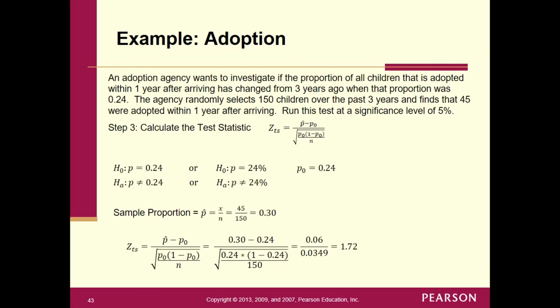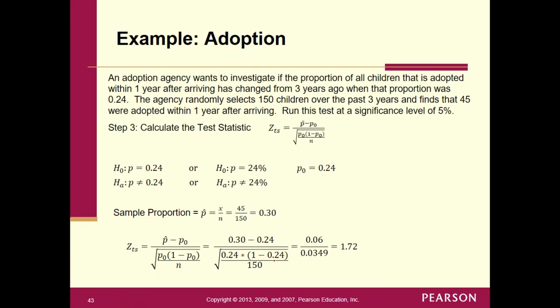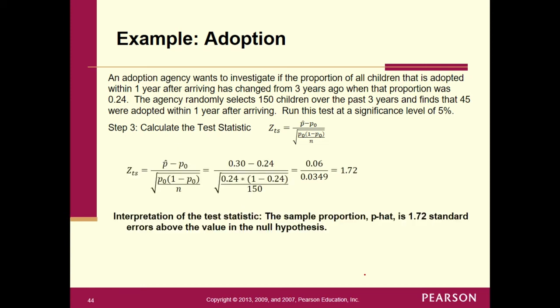Remember, we're using p sub 0 down here, not p hat. So when I say down here, I mean in the standard error underneath the square root. Remember, it's p sub 0, not p hat. So I got here 1.72. What's the interpretation of that? The sample proportion p hat is 1.72 standard errors above the value in the null.